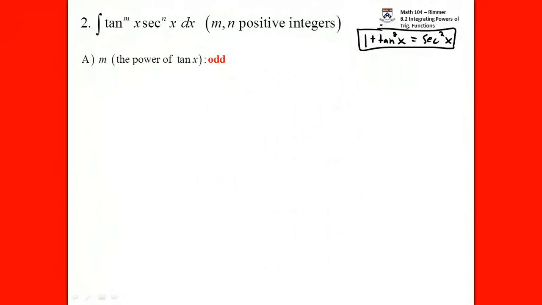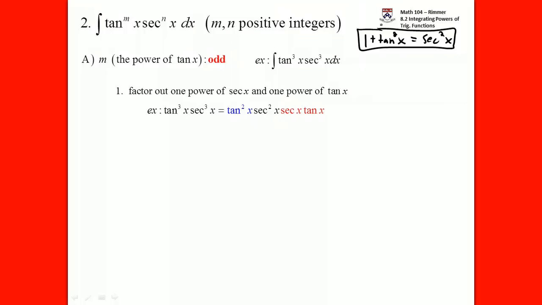Okay. What we're going to do is reminiscent of what we did. It's not exactly the same, because the identity is different. But same idea. We're going to factor out one of them. Here I'm looking at tan cubed and secant cubed. Factor out 1 power of secant and 1 power of tan. So I factor out 1 power of tan, I'm left with tan squared. I factor out 1 power of secant, I'm left with secant squared.